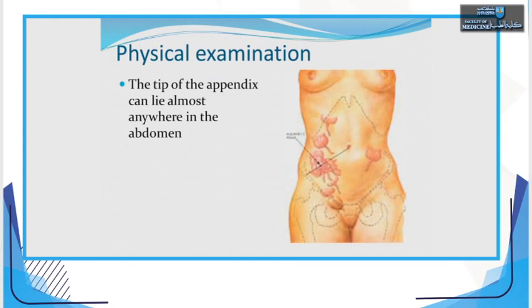The tip of the appendix can lie almost anywhere in the abdomen. As you see in the illustrations, the cecum can be high, we call it subhepatic. And if there is malrotation, you can find the cecum in the left hypochondrium. The cecum can be shifted down in the pelvis. The cecum usually lies in the right iliac fossa. That's why the McBurney's point tenderness is a very important sign.